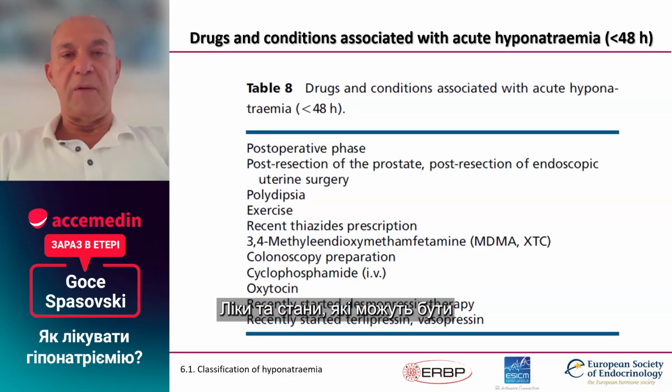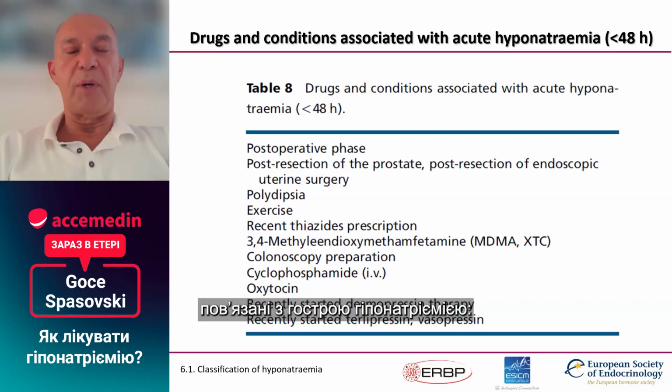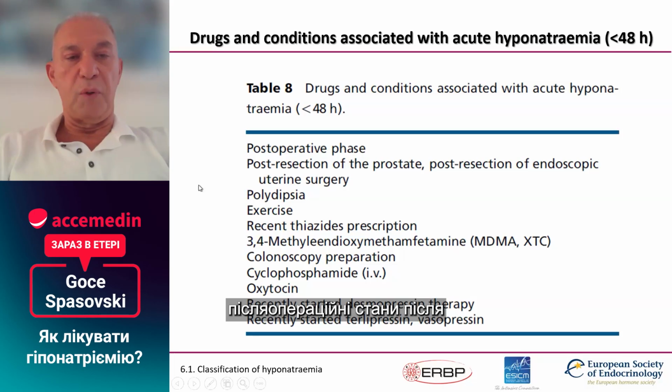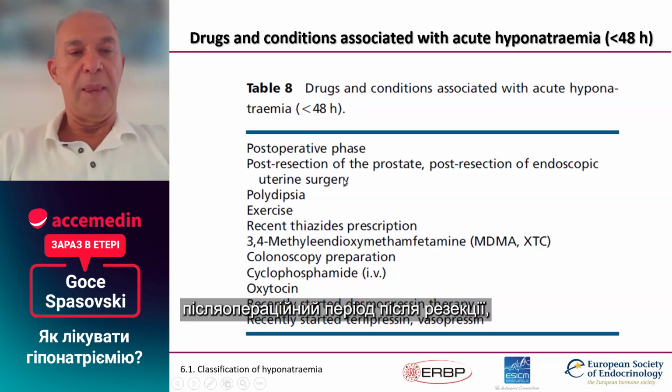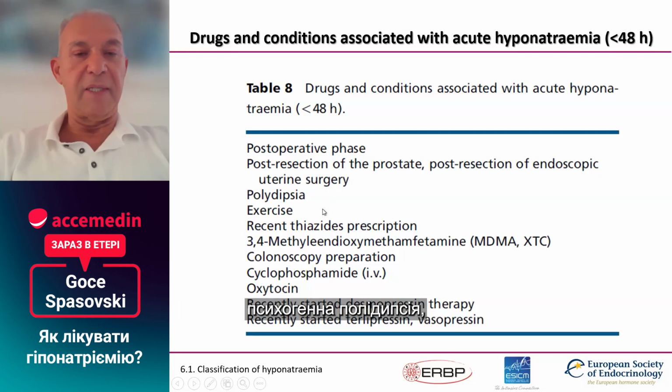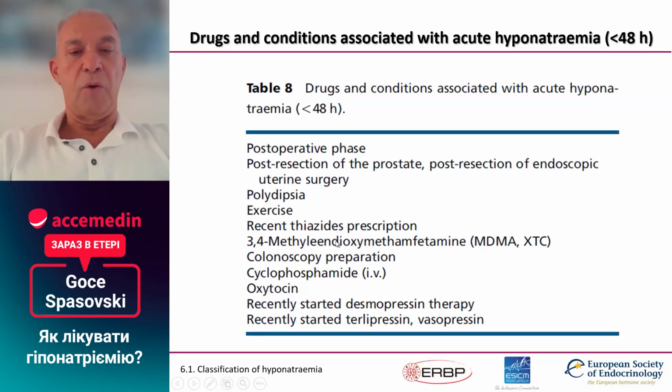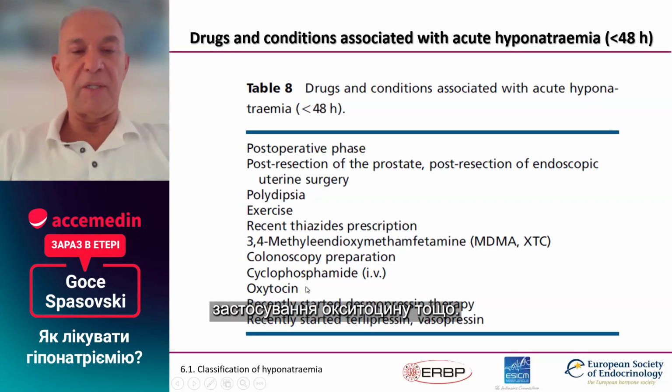Drugs and conditions that might be associated with acute hyponatremia: these are post-operative phases, such as post-resection of the prostate or endoscopic uterine surgery, polydipsia, exercise, thiazide prescription, colonoscopy preparation, use of cyclophosphamide, oxytocin, etc.